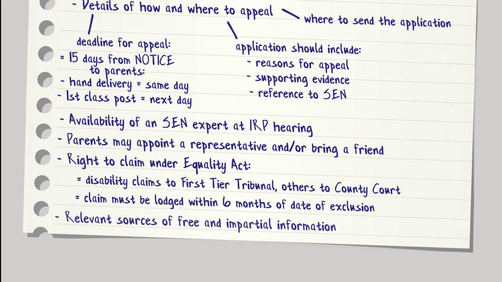Relevant sources of free and impartial information that will allow the parents to make an informed decision on whether or not to appeal. Links to some of the relevant institutions and guidance can be found below under the heading Information for Appealing a Decision.